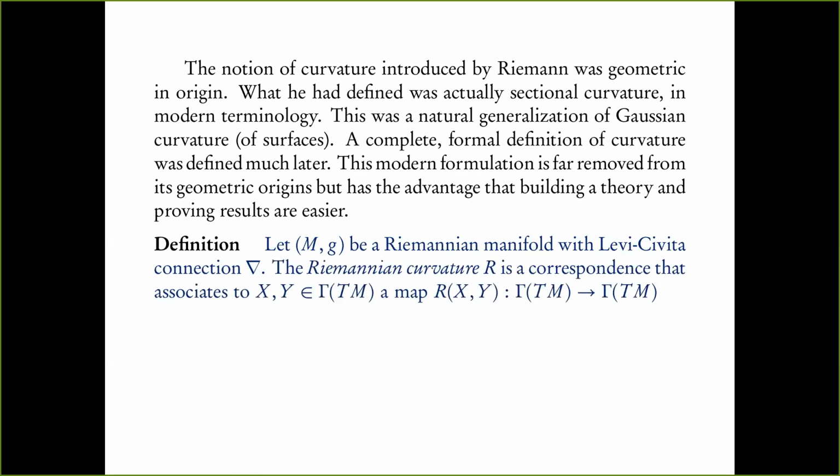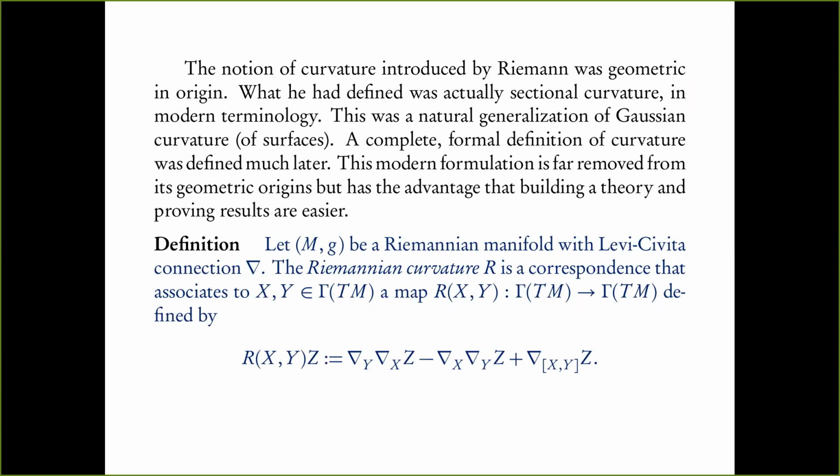We define the Riemannian curvature as a correspondence that associates to a pair of vector fields X and Y in Gamma(TM) a map denoted by R(X, Y). So R(X, Y) is going to be a map from vector fields to vector fields. That's what Gamma(TM) denotes. Recall that Gamma(TM) means smooth sections of the tangent bundle, which is another way of saying smooth vector fields. So how is this map defined?